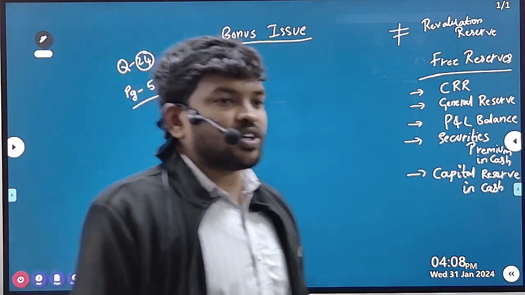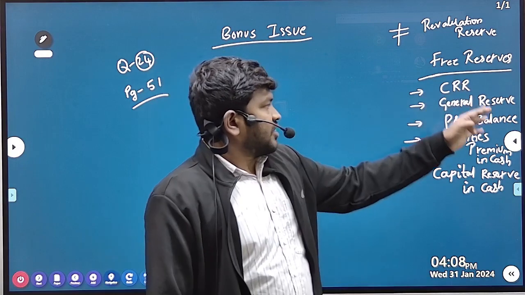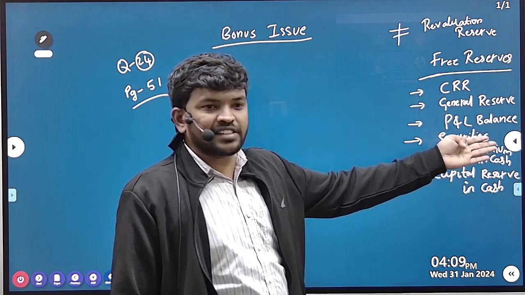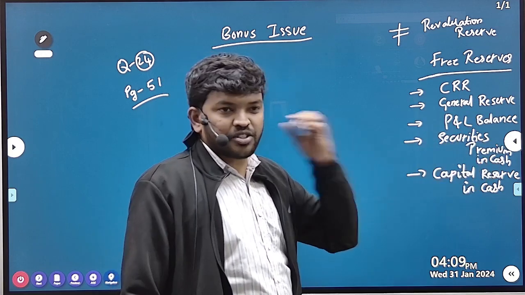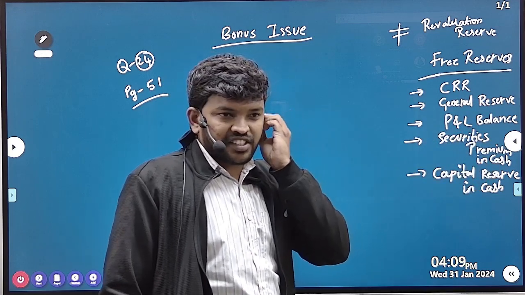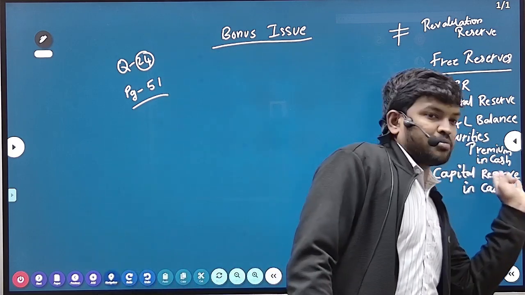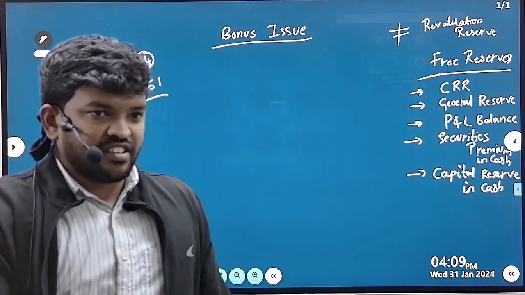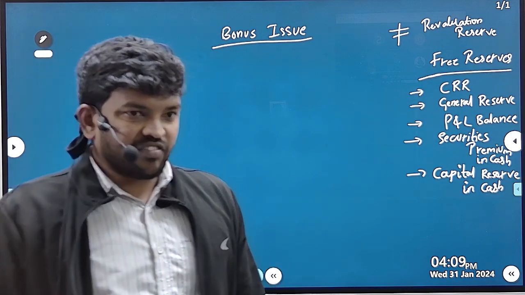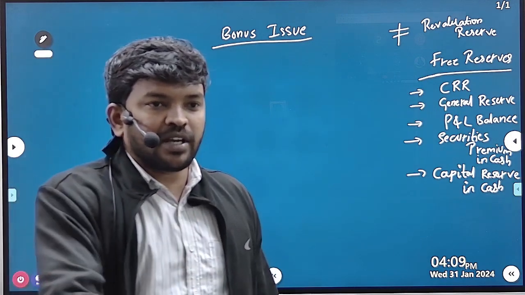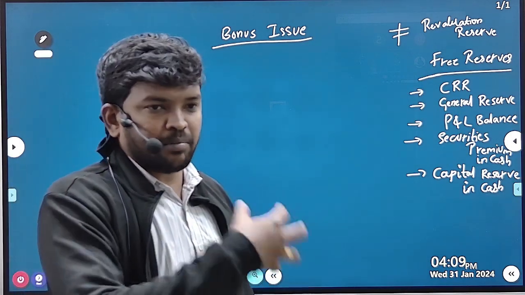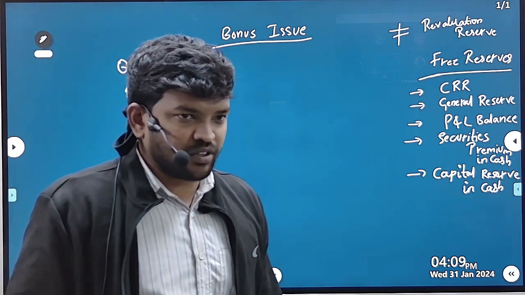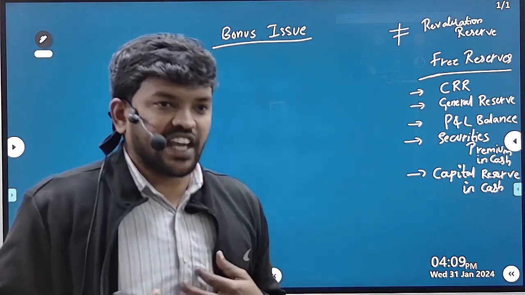So what are the free reserves? General reserve, you know, yes. P&L credit balance, yes, you know. Securities premium account, yes. But here securities premium received in cash only. So what is the difference? When the company issues shares to the public, the public will pay the application money, allotment money, and all the call money. That is called received in cash.